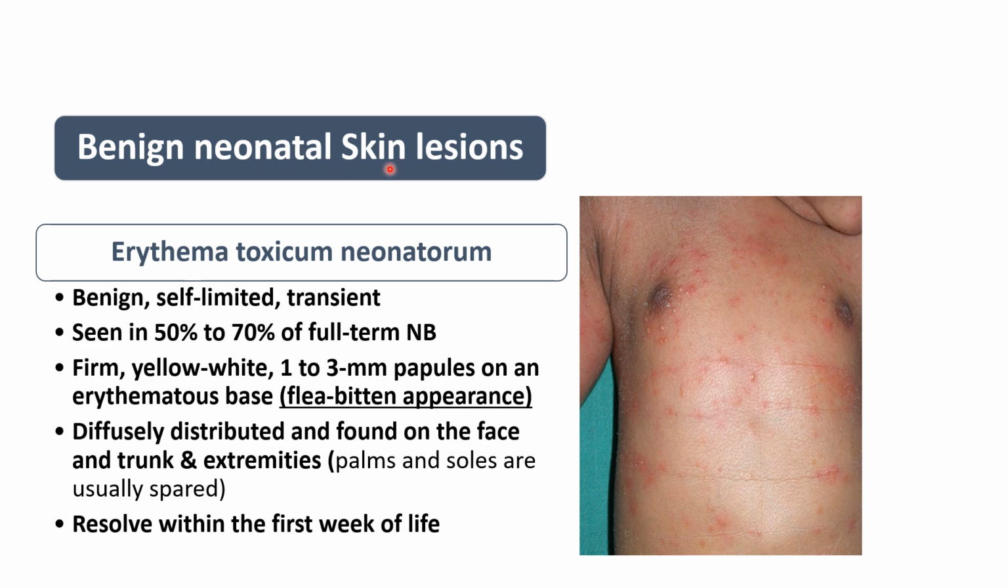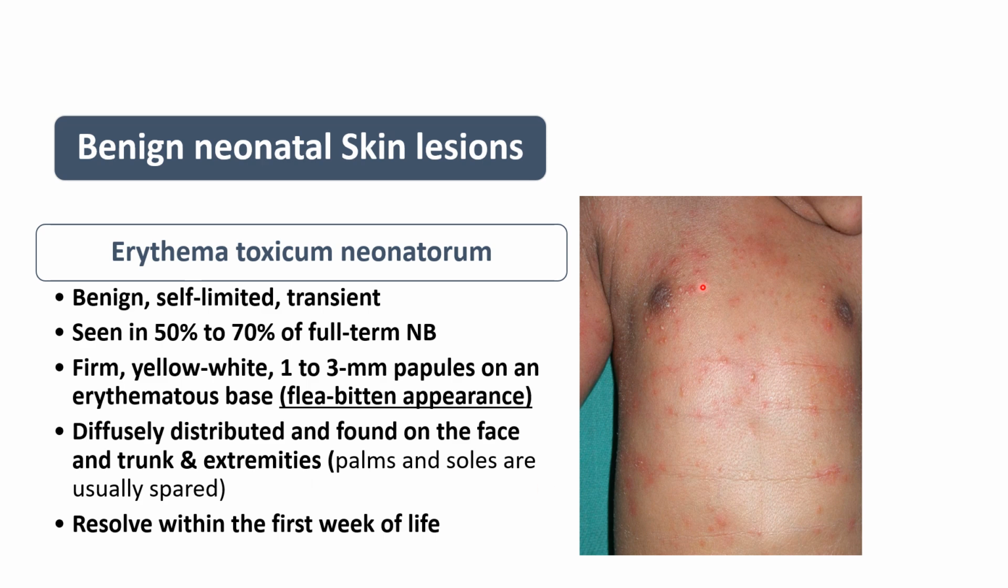Benign neonatal skin lesions. One is erythema toxicum neonatorum, or toxic erythema. It is a very common finding in neonates. It is a benign and self-limited transient condition present in 50 to 70% of full-term newborns, and lesions appear around the second day of life and resolve within the first week of life. They involve almost all parts of the body, face, trunk, extremities, except the palms and soles. So the palms and soles are usually spared.